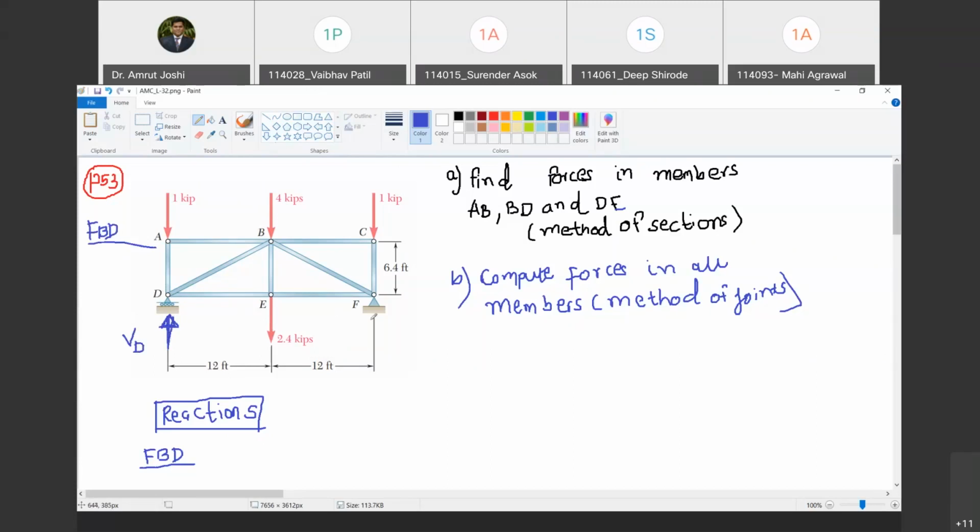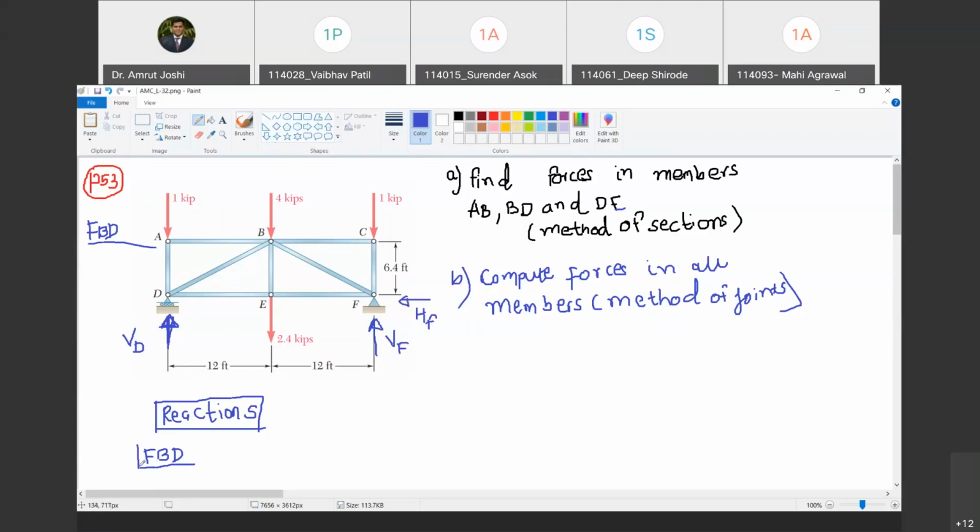What are the reactions that this support offers? Two reactions. So one I'm going to call VF, and another reaction I'm going to call HF. Do you agree with me? Yes, sir. So is the free body diagram complete? Yes. Nothing is mentioned about the self weight of members of a truss, and therefore we are not going to consider it. Or it may so happen that all these loads which have been already given in the problem are inclusive of self weight. Are you with me? Yes, sir.